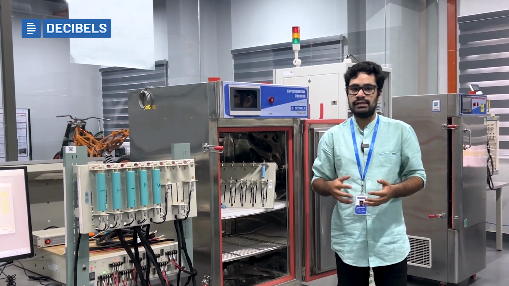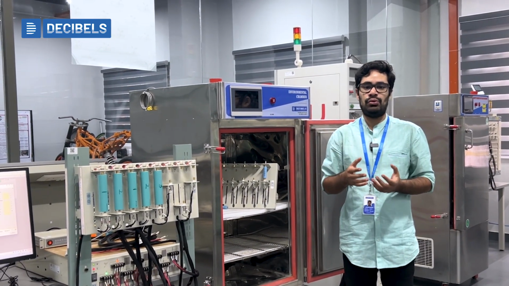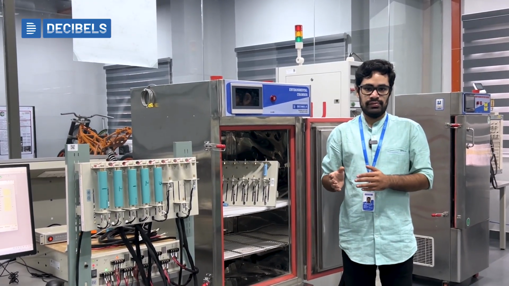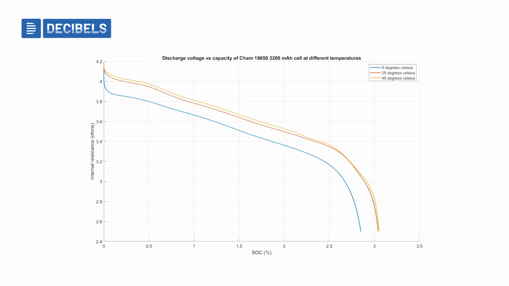By performing this test, the information that we get is the variation of both the capacity and the resistance with ambient temperature. You can see on the screen how the graph looks for the capacity and for the resistance. For the cell, the capacity keeps decreasing as the temperature decreases. At 45 degrees Celsius it gives higher capacity, at 25 slightly less, and at 0 it is very low.